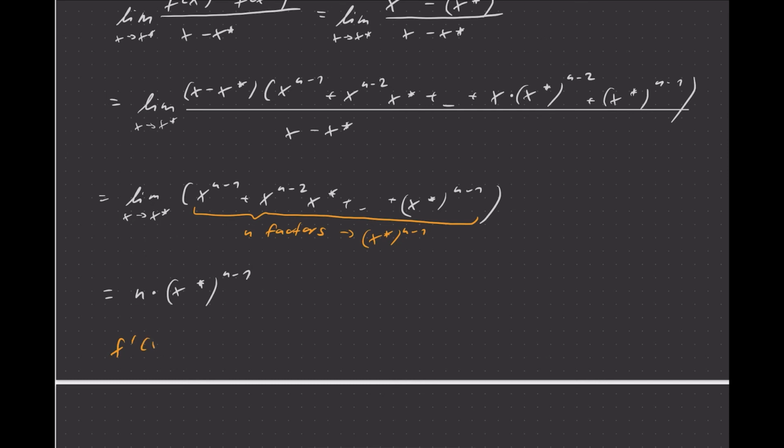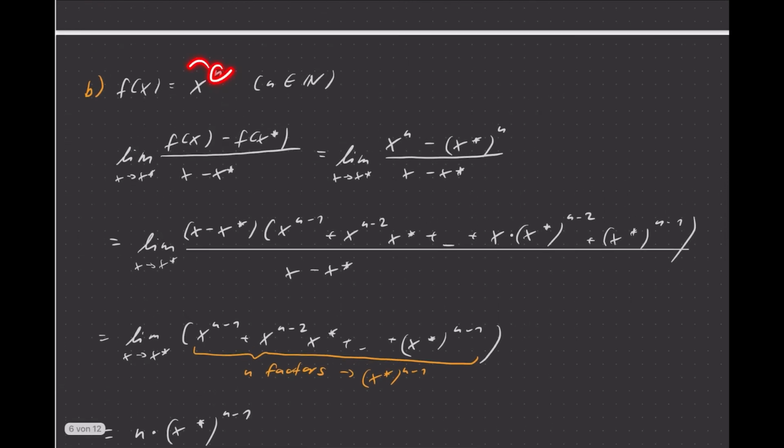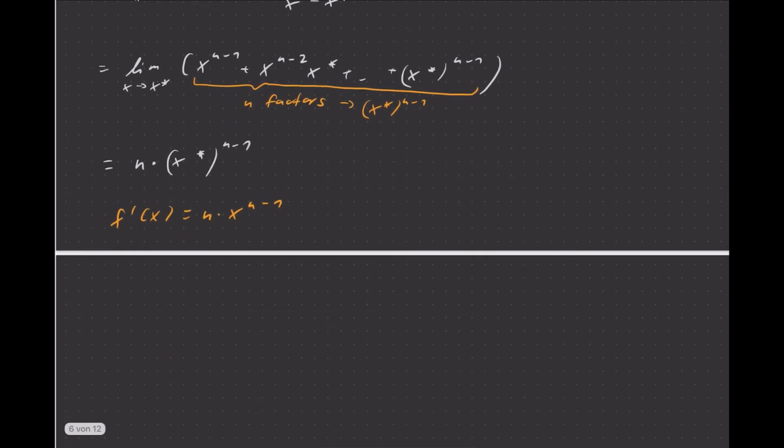So f prime of x for a function of the form x to the power of n is n times x to the power of n minus 1. So that's easy to remember. You just take this power here, write it in front of the expression, and then decrease this exponent by 1.